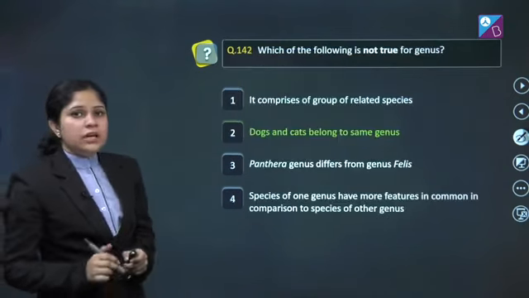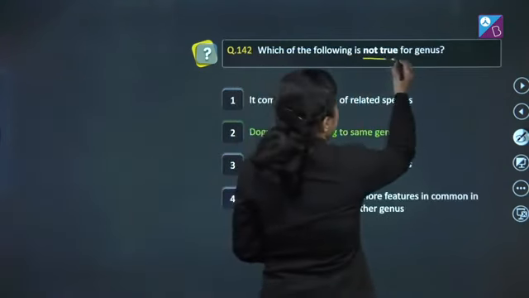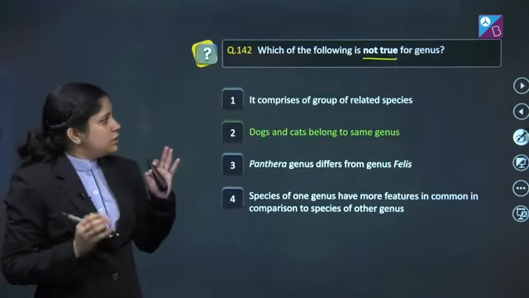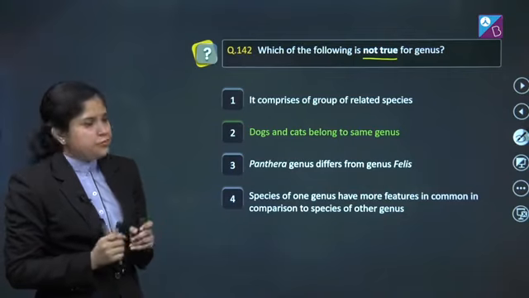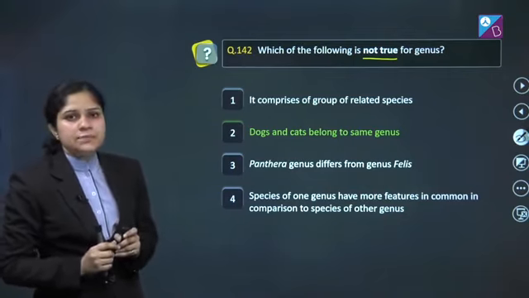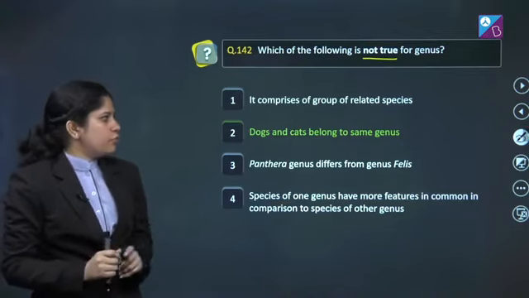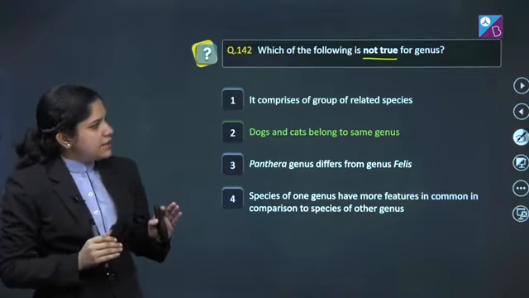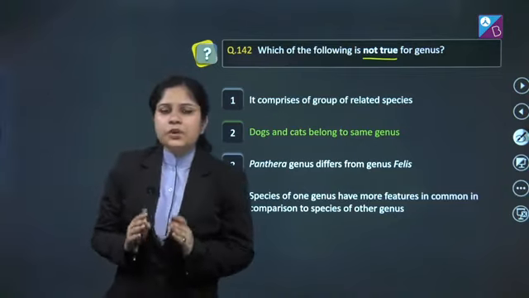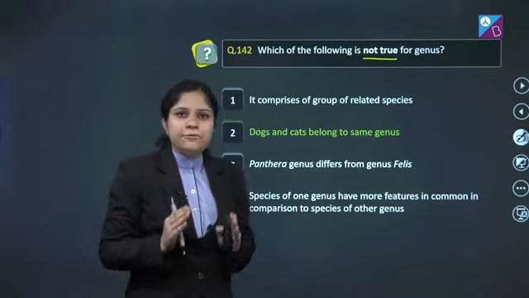Which of the following is not true for genus? So, let's read all these statements carefully. First, it comprises a group of related species. Absolutely true. Second, dogs and cats belong to the same genus. This statement is incorrect because both of them belong to different genera.